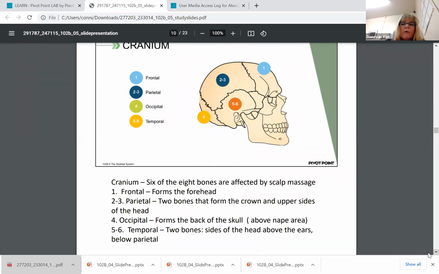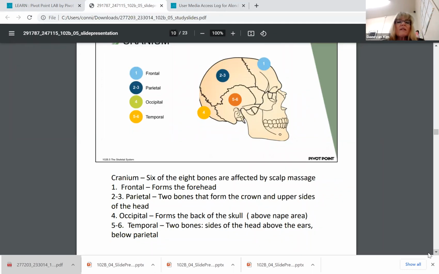Then you have the temporal bones, 2 sides of the head and above the ears and below the parietal. That's your temple area. And then the last one will be your ethmoid, which is the spongy bone located between the eyes, which forms part of your nasal cavity. You're never going to touch that either, because if you do, like, yuck. So we're never going to touch those bones. So basically, you have 6 to remember there.